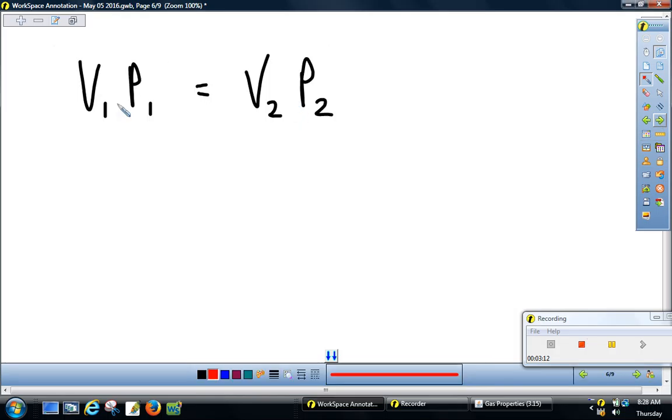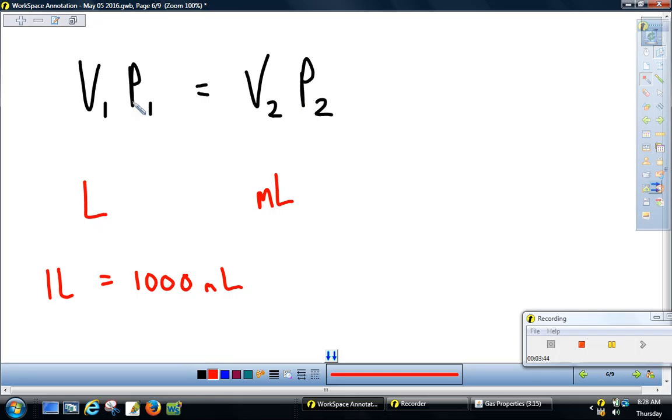Mathematical formula: V1 times P1, initial volume times the initial pressure, is equal to the final volume times the final pressure. Just something to look out for here is we want to make sure that the volumes are in the same units. So if you start out with liters and it gives you a volume in milliliters, we can't use these two different systems. We have to convert either milliliters into liters or liters into milliliters. Just remember, 1 liter is equal to 1,000 milliliters.